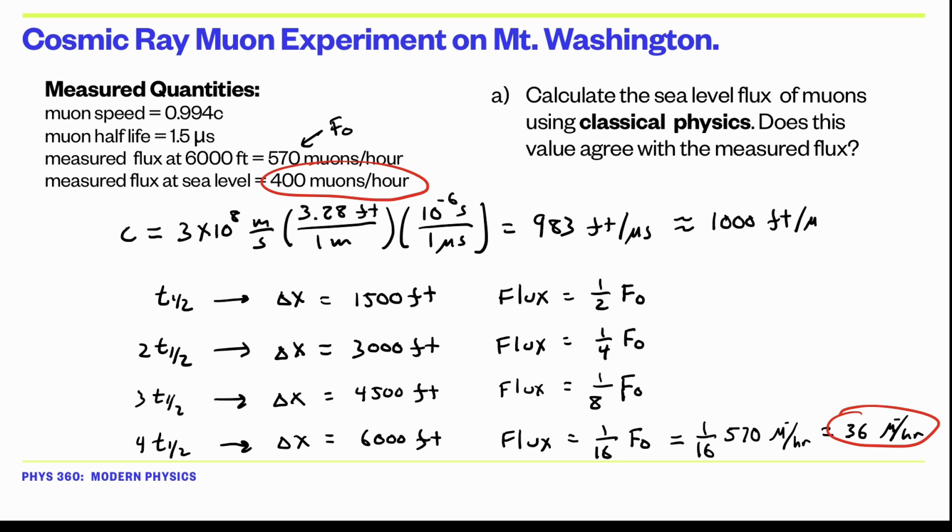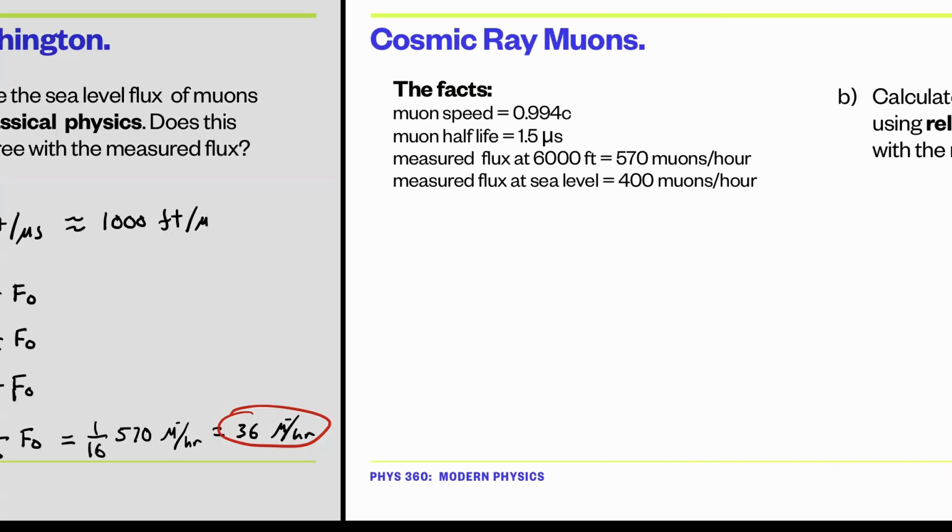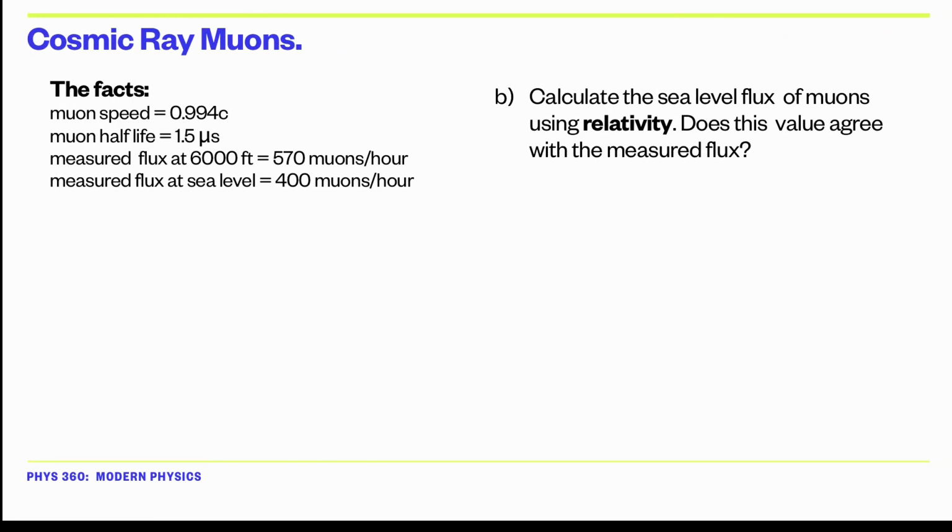So in other words, the observation showed more than 10 times the flux of muons than what classical physics would predict. Let's see if special relativity can do any better. We know that the speed of the muons is approximately 99.4% the speed of light. This gives a gamma factor of about 9.1.